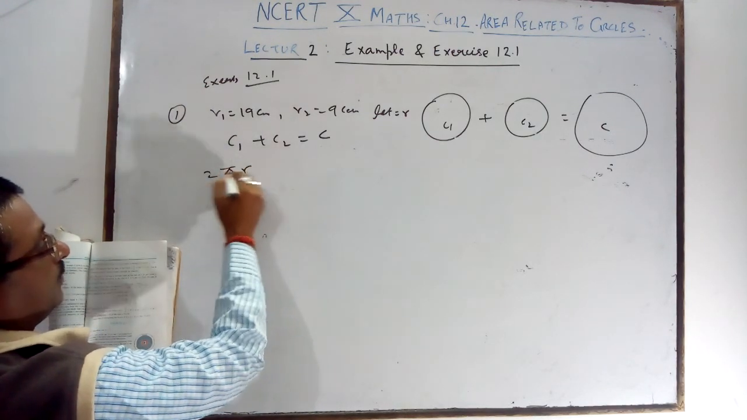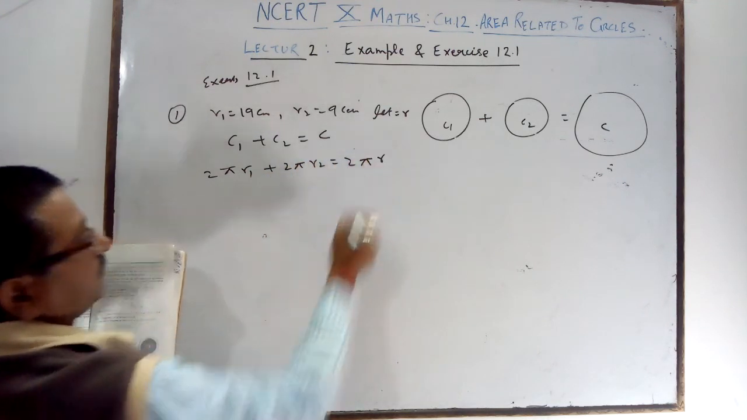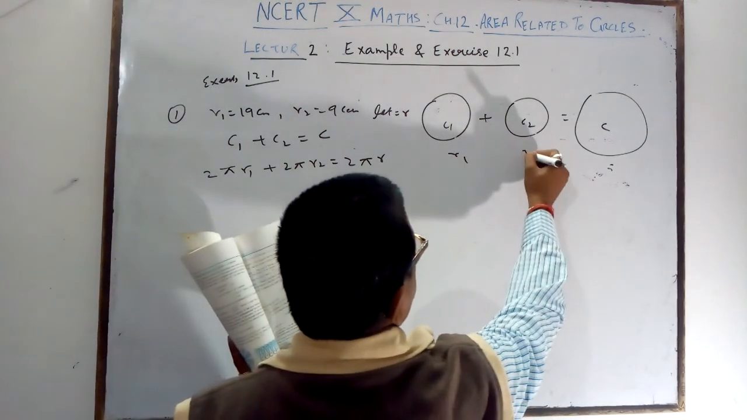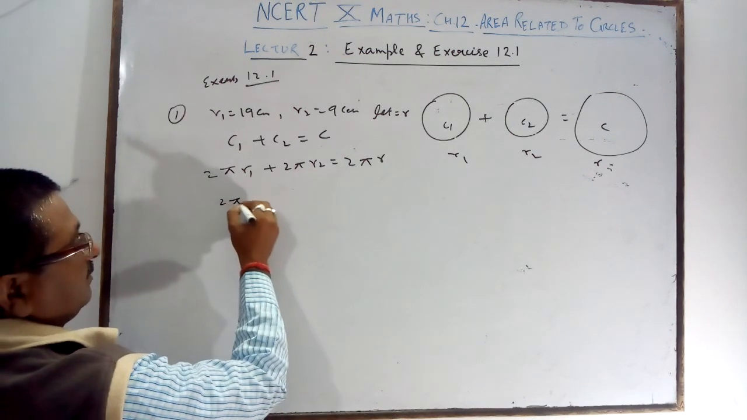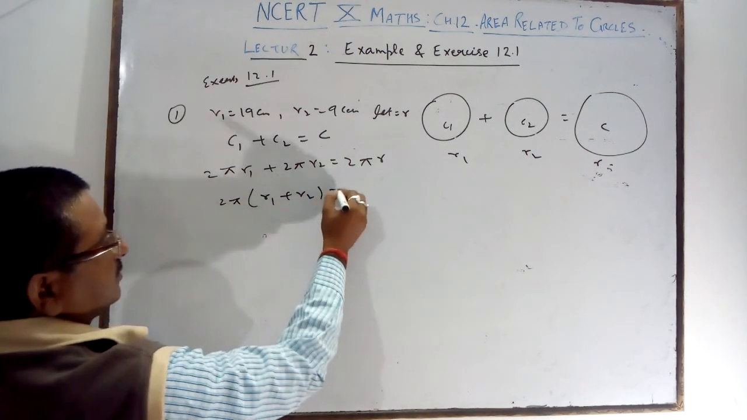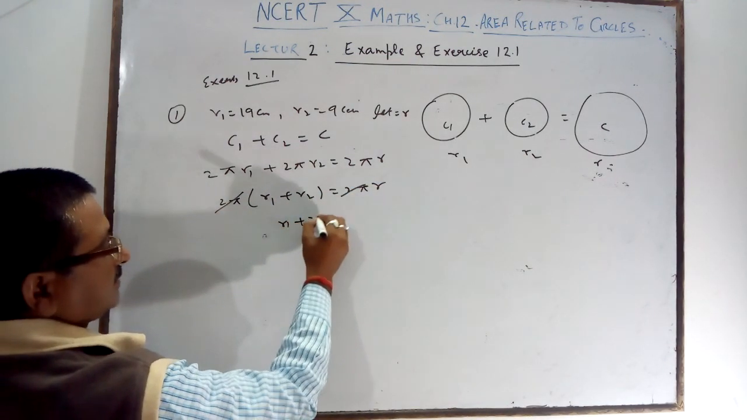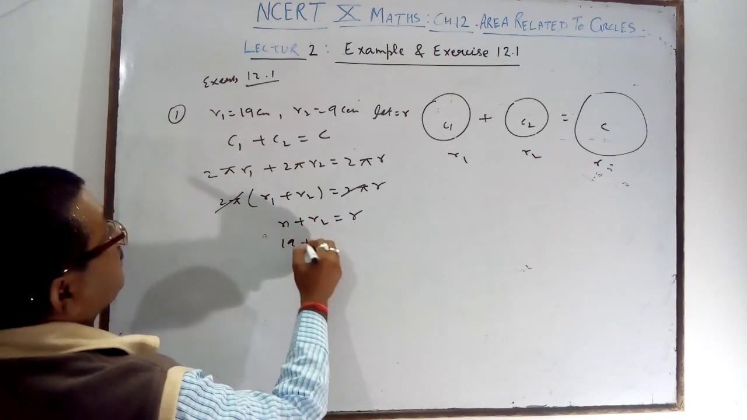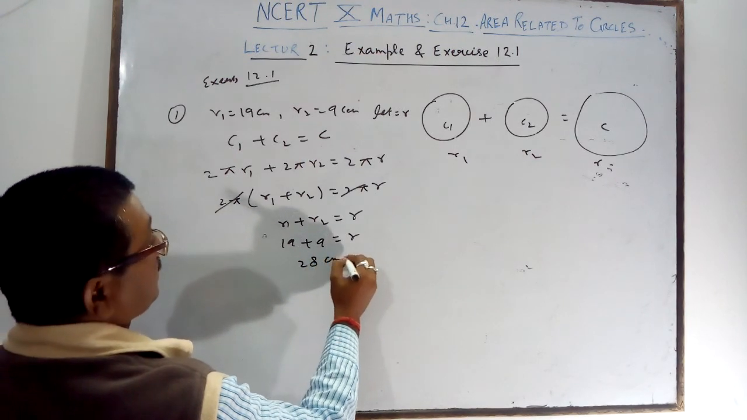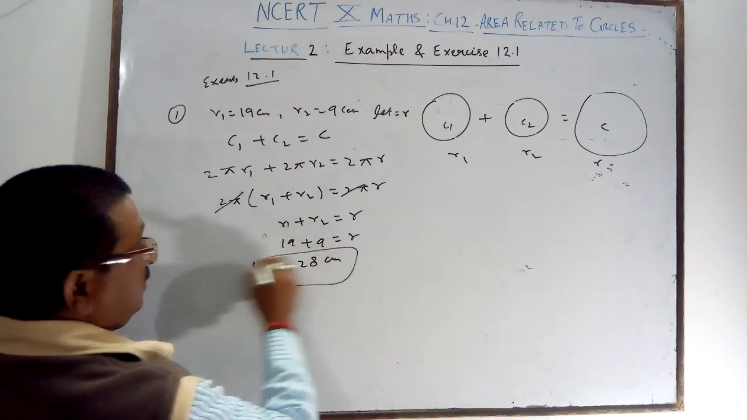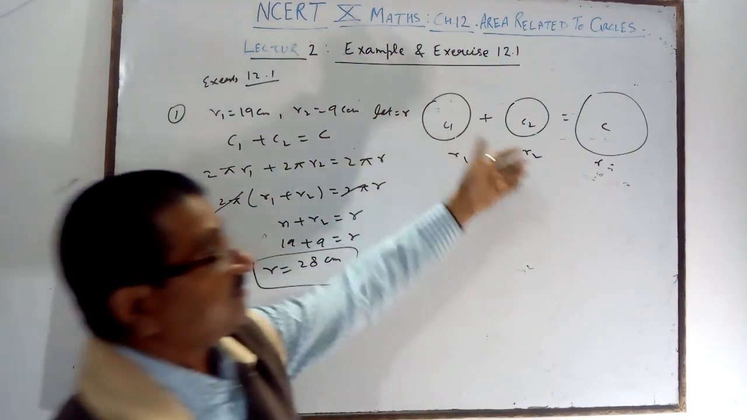So 2 pi r1 plus 2 pi r2 is equal to 2 pi r. Radii of these are r1, r2 and r. Simply, 2 pi is common, so 2 pi times r1 plus r2 is equal to 2 pi r, and the 2 pi cancel. R1 plus R2 is equal to R, 19 plus 9 is equal to R, so 28 centimeter is the radius of the circle whose circumference is equal to the sum of these two.